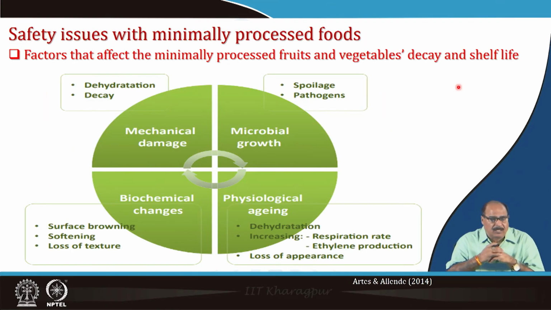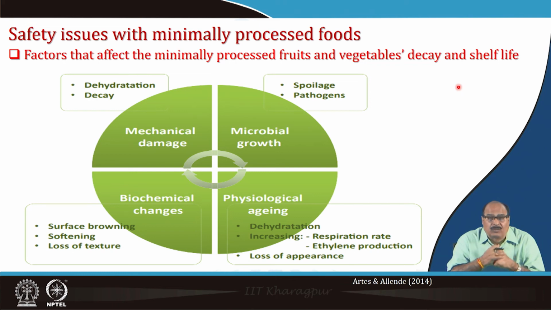Then, the safety issues with minimally processed foods: factors that affect minimally processed fruits and vegetables include decay and shelf life, because they are peeled, shredded and then packaged. During these operations, if there is mechanical damage, dehydration or decay, this may act as a vector for microbial growth, or oxidation, because enzymes may get released. So, that may cause safety issues.